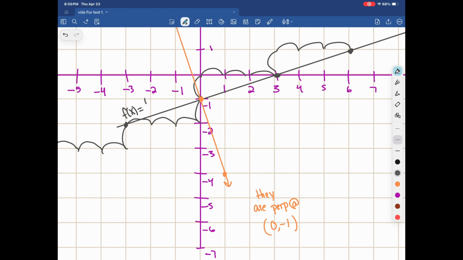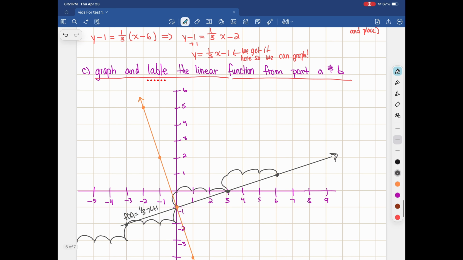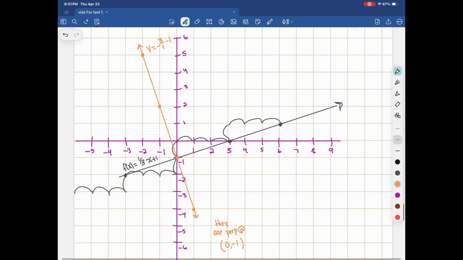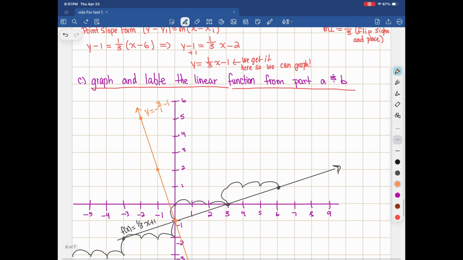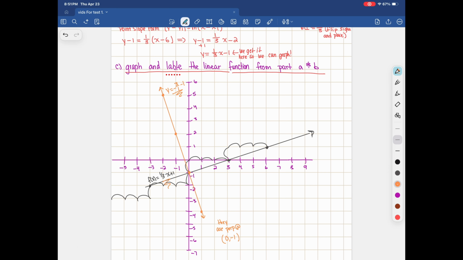Make sure you mark what line is which. So this would be our y equals 1 over 3 x plus 1. That should actually be negative 1. That's a mistake there. And this is y is equal to negative 3 over 1 x minus 1. Make sure to label points, of course.